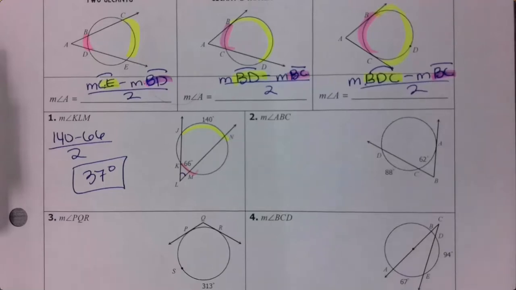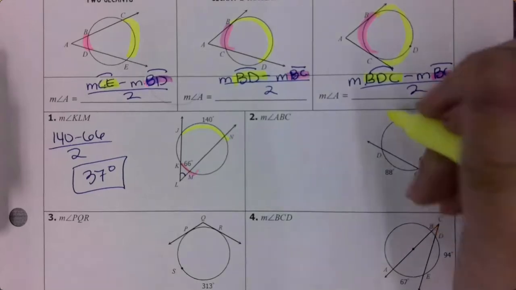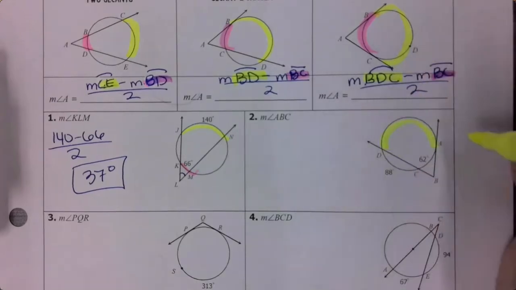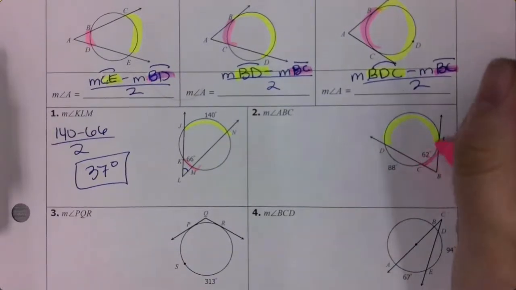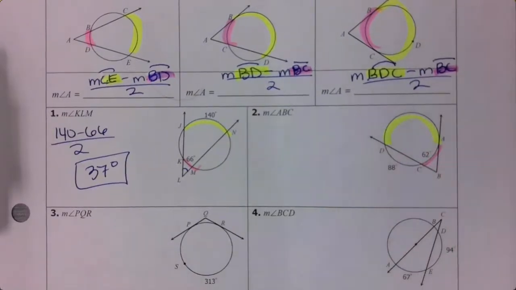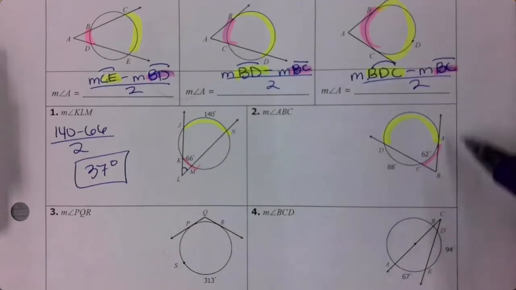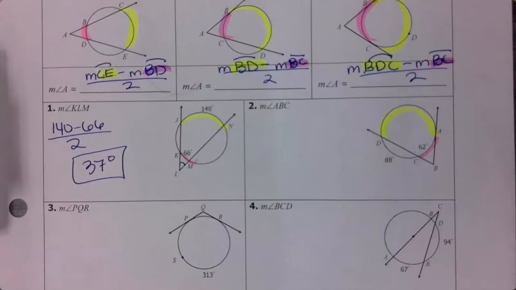Okay. So for number 2, it wants the measure of angle ABC. I need to know the measure of this, and then subtract the measure of this. Currently, I only know the 62, the one I highlighted in pink. How can I figure out the measure of the one I highlighted in yellow? Any ideas?